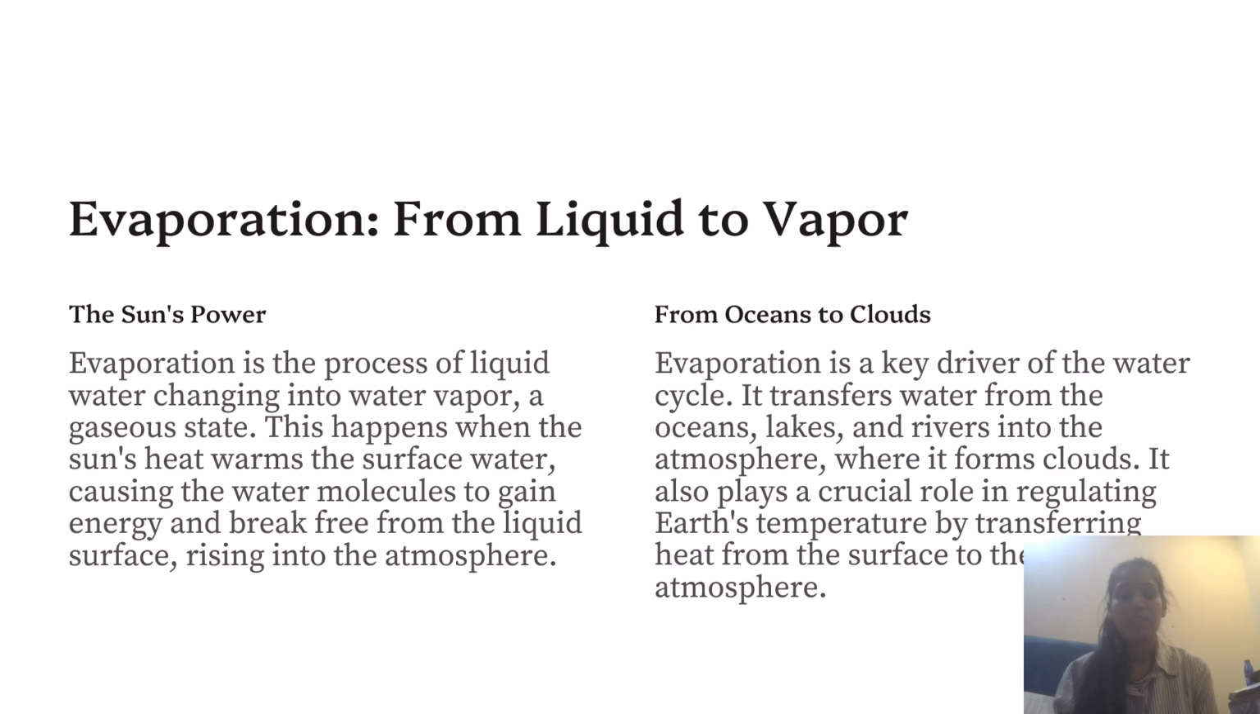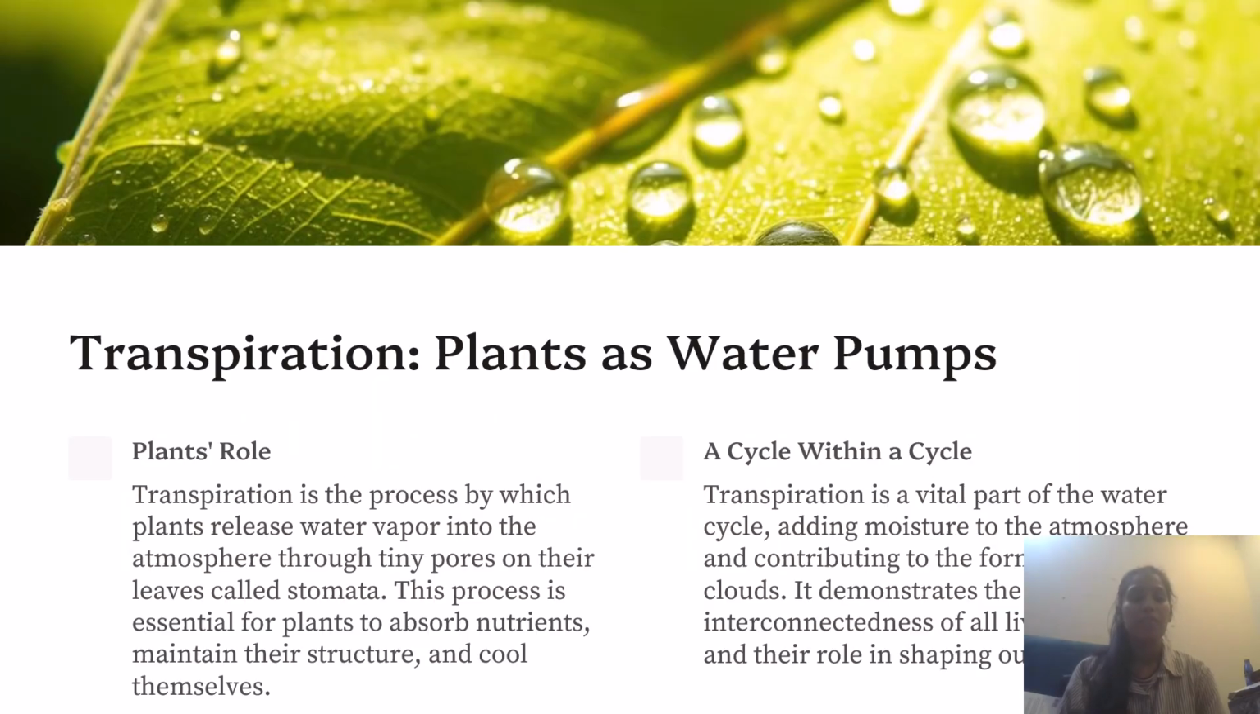So now in the third slide, we basically see transpiration, plants as water pumps. Along with evaporation, plants also contribute by releasing water vapor through tiny pores called stomata. We usually hear this word in grade 6 or 7. So basically this is a process called transpiration. It helps plants to stay cool, absorb nutrients and add extra moisture into the atmosphere, showing how plants are deeply connected with the water cycle.